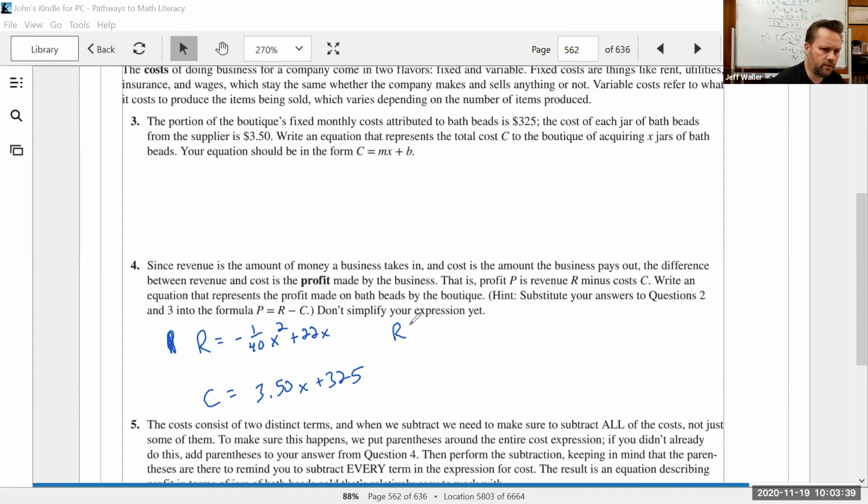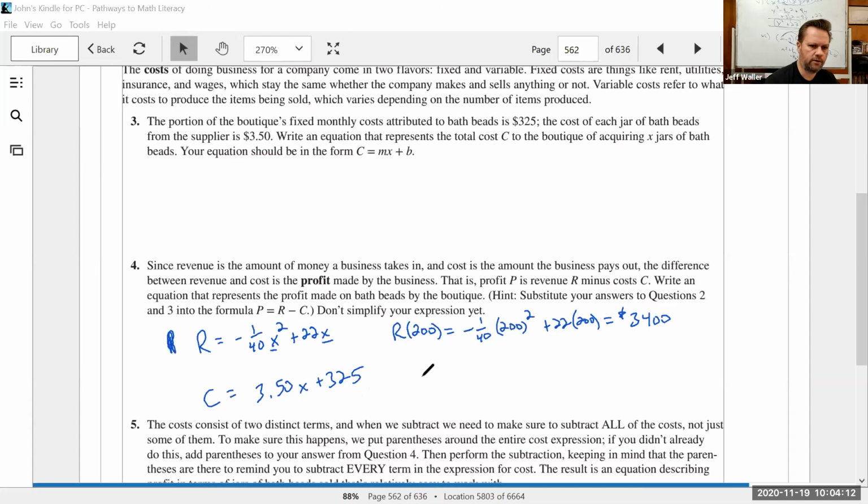How much revenue do I make for doing 200 jars? Let's just do that. So I plug a 200 in here, right? -1/40 times 200 squared. Stay with me now. This is a little bit of a long way to go to answer your question, but I want to show you. So -1/40 times 200 squared plus 22 times 200, I get $3,400.